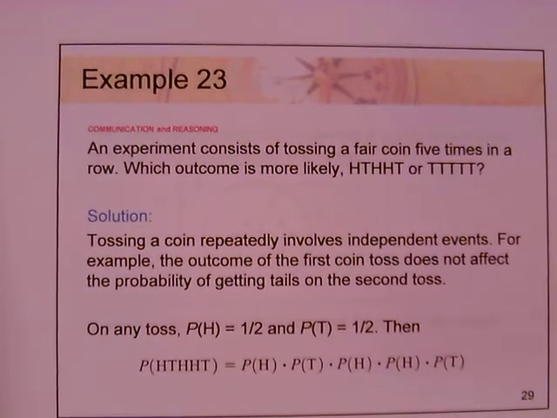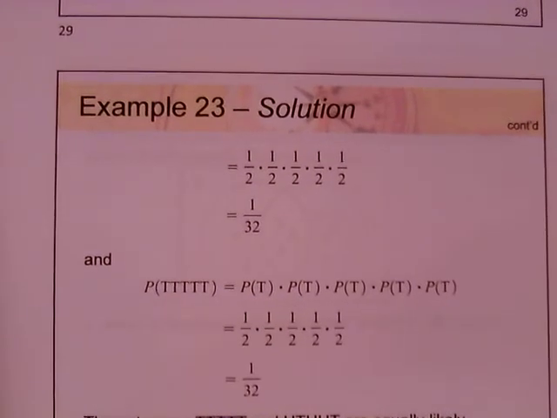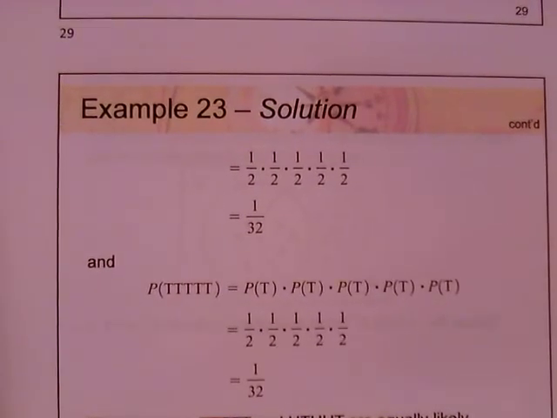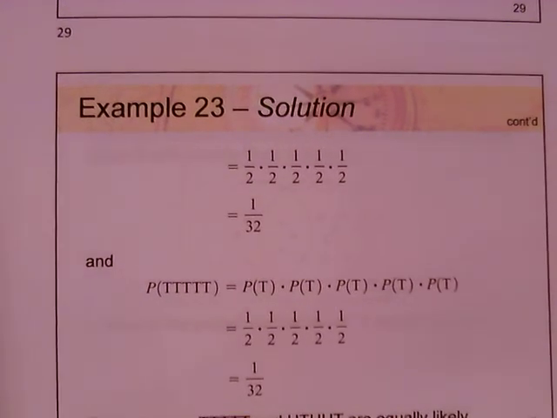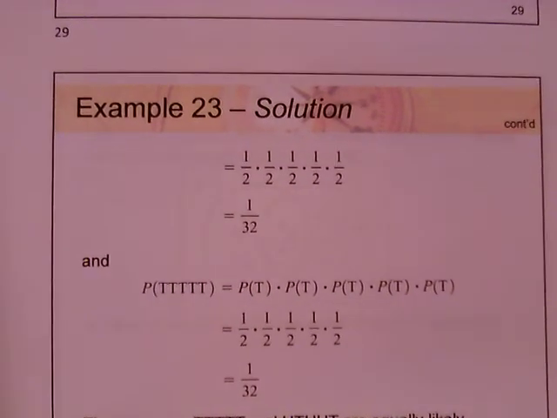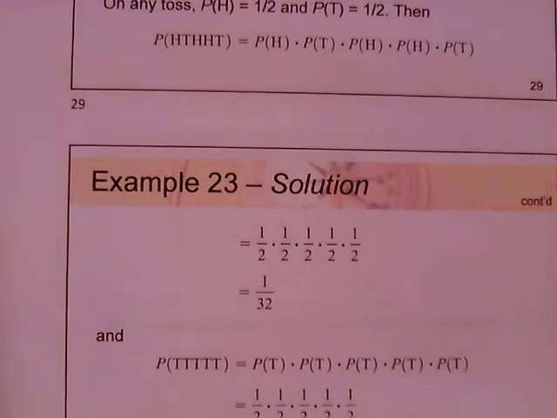And you will get 1/2 as a factor 5 times. So if you multiply 1/2 times a half times a half times a half times another half, you'll get 1/32. So the probability for that event will be 1/32.